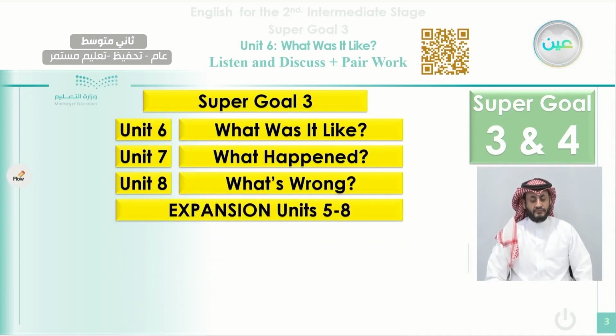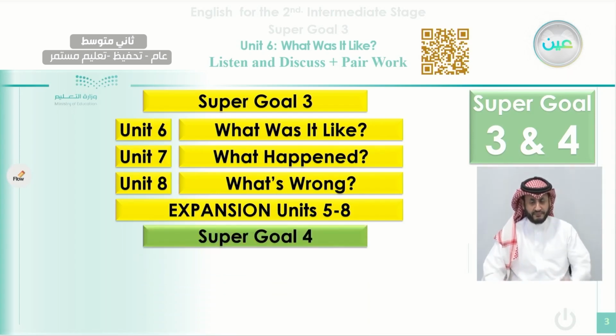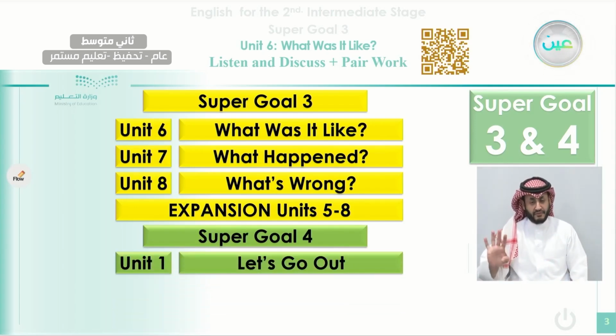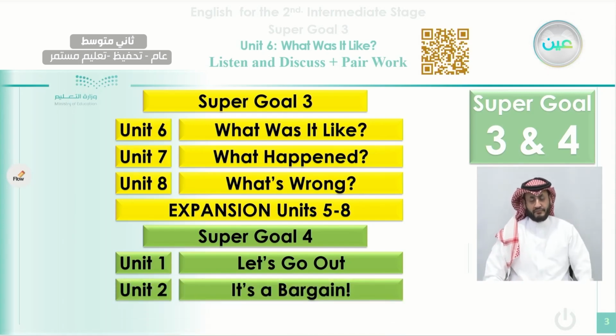And after that, we will have a revision, a unit called the expansion unit. In this unit, we're going to review Units 5, 6, 7, and 8. So the expansion unit is from 5 to 8. And then we will start with Super Goal 4 as we are planning. We will start with Unit 1 in this book, Let's Go Out. And after that, we're going to study Unit 2.